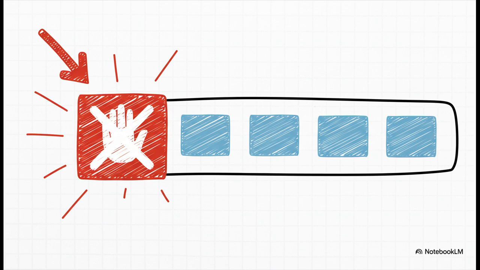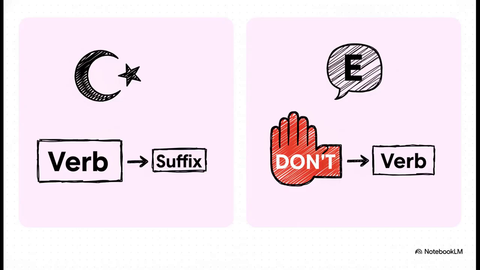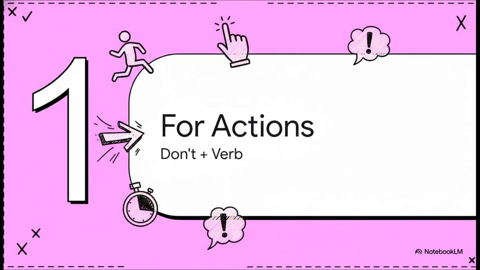The number one rule you have to remember, the most important thing, is that in English, that magic word "don't" always, and I mean always, comes at the very beginning of the sentence. So, check this out. This is a huge difference between Turkish and English. See, in Turkish, you kind of tack on a little something at the end of the verb to say no. But in English, nope. We put the command "don't" right up front. It's a total flip.